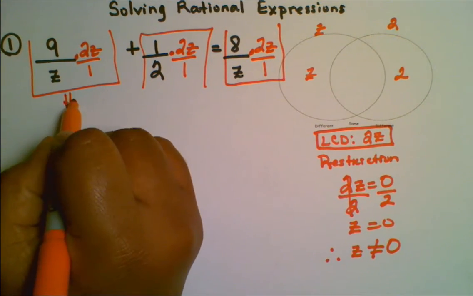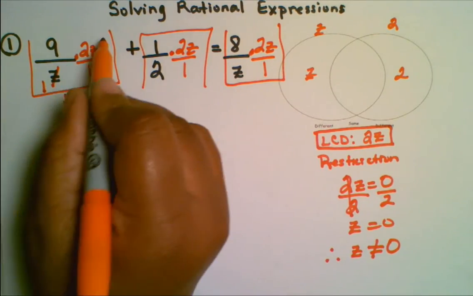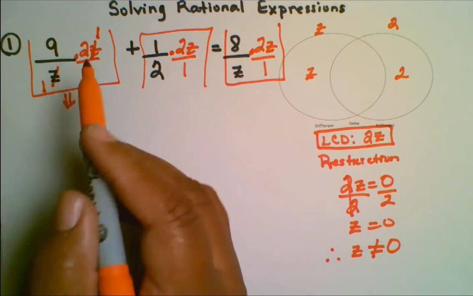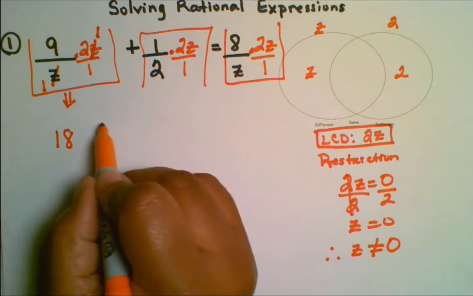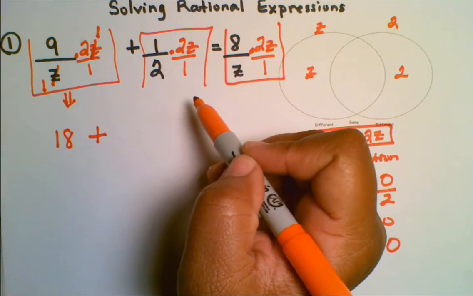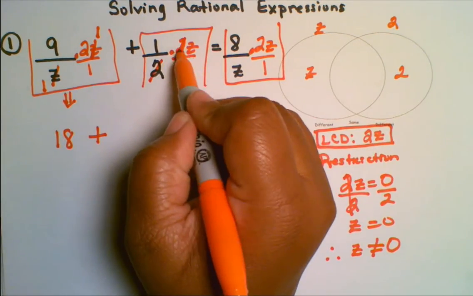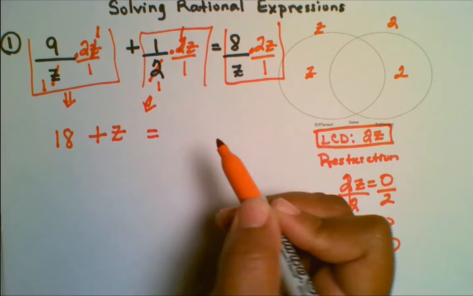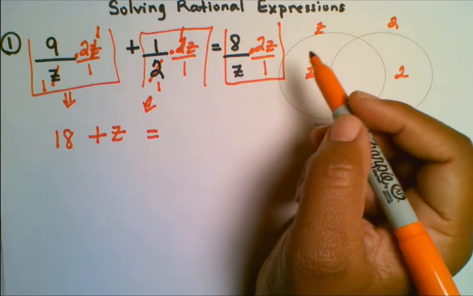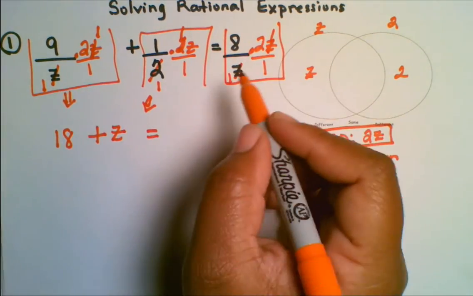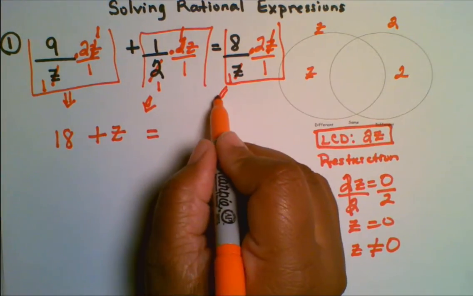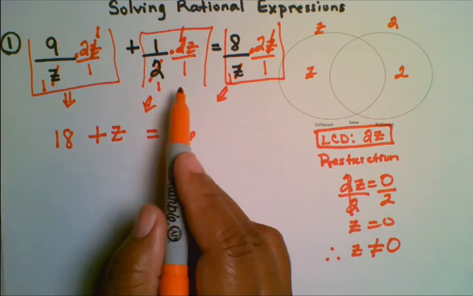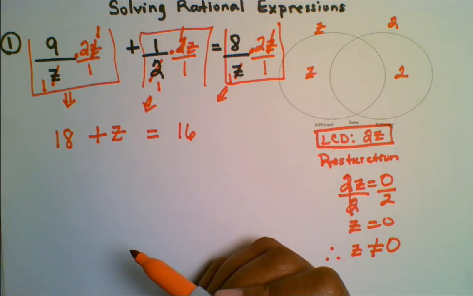For the first term, we want that denominator of z to divide into the LCD, and it does. What we're left with is 2 times 9, we have 18, plus, let's look at the middle term. The 2's are going to divide out. We're left with z equals 2. And then the last term, the z's divide out. We have 2 times 8. That gives us 16. This is the same equation, but without it being in fraction form. So now we can solve.